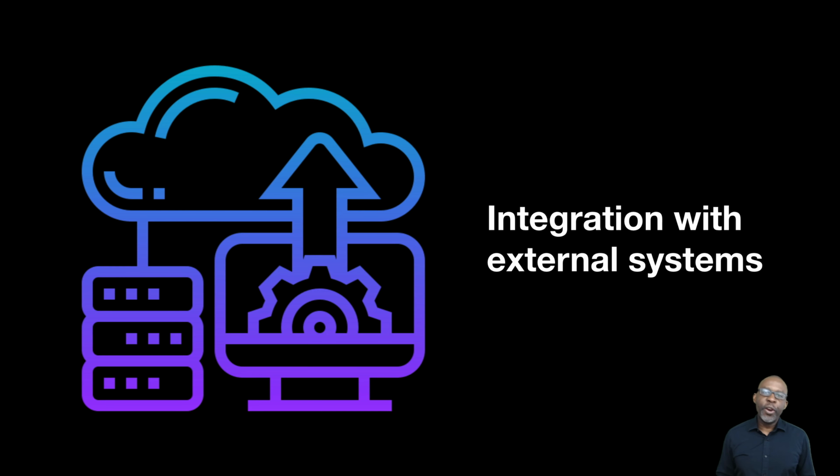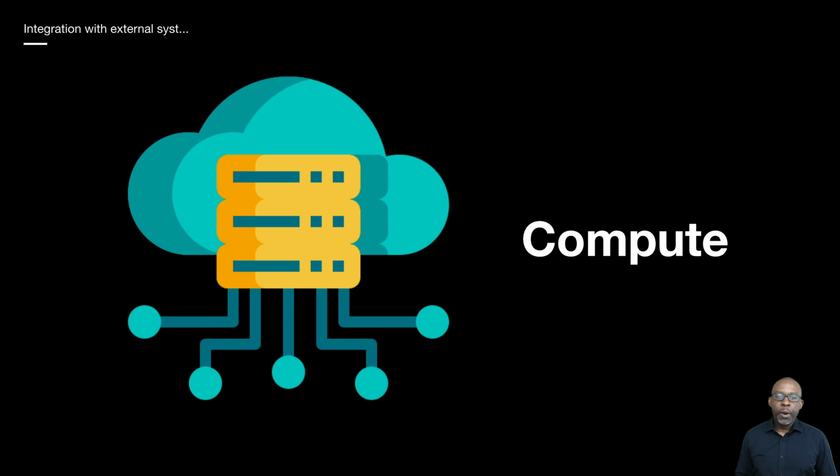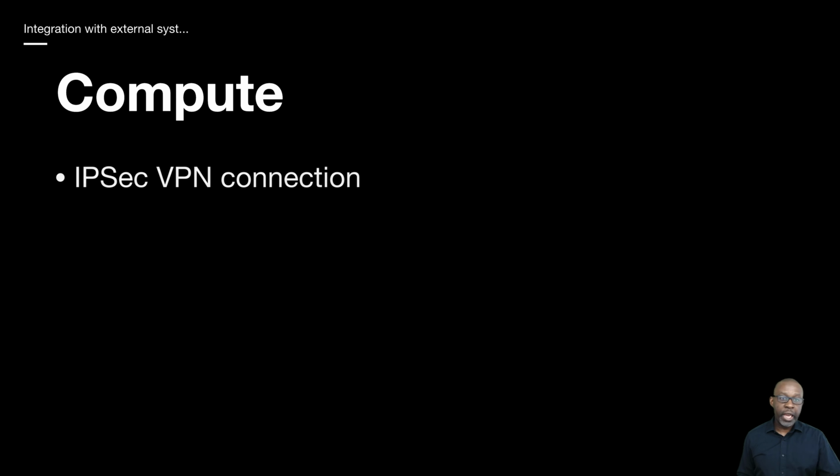In this module, we're going to explore options for integrating with external systems. Let's start off by focusing on compute systems, and then later on, we're going to take a look at data systems. So from a compute system perspective, there are a number of ways in which we can integrate compute services running on the cloud with services that are potentially running elsewhere.